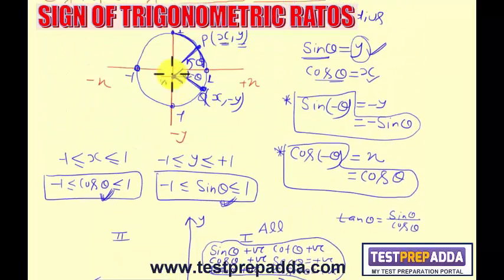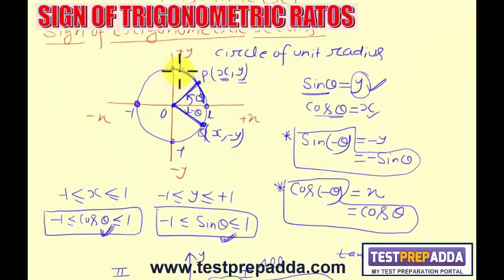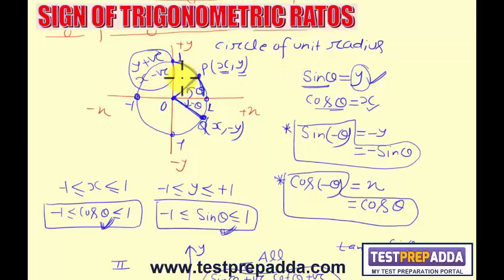Now, go back and check this unit circle. In the second quadrant, the y coordinate is positive while the x coordinate is negative. The y coordinate represents sine theta, the x coordinate represents cos theta. So y coordinate positive means sine theta will be positive, x coordinate negative means cos theta will be negative.